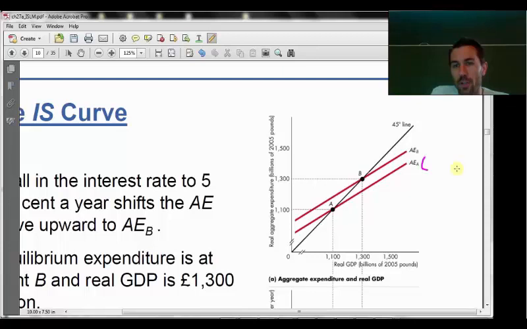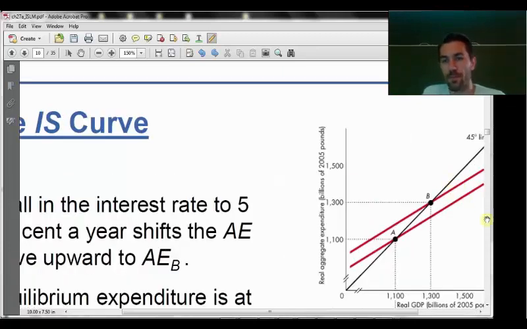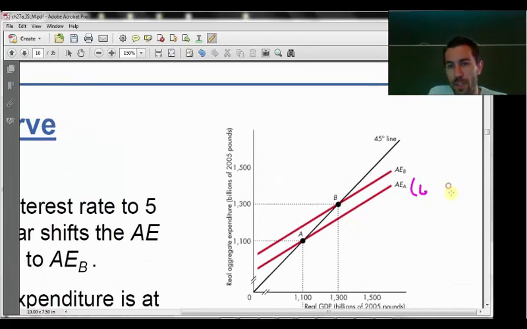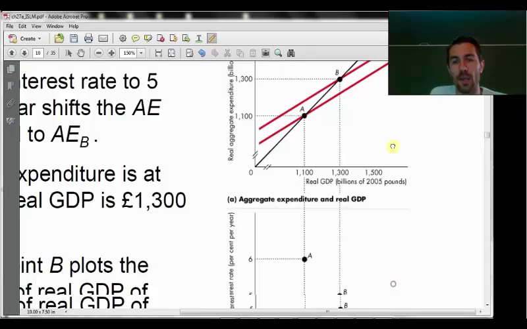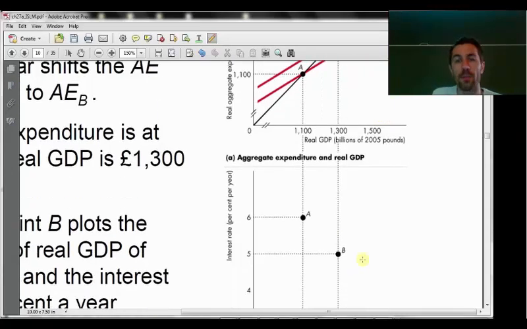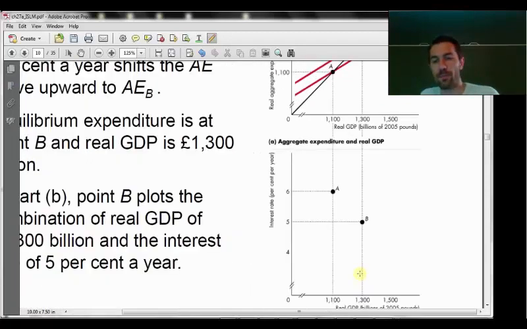So this was our initial, let me make it even bigger. Here was our initial 6%. We lowered the interest rate to 5%. We had a new equilibrium point, point B, corresponding to a higher level of GDP. I can now plot point B. Initially point A, now point B.